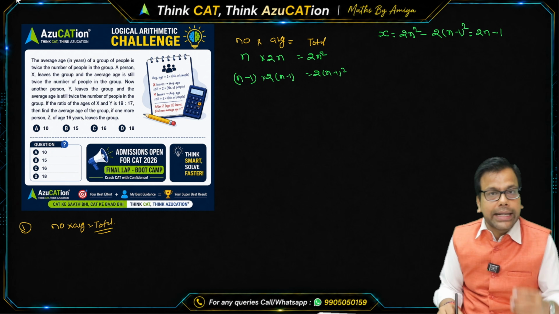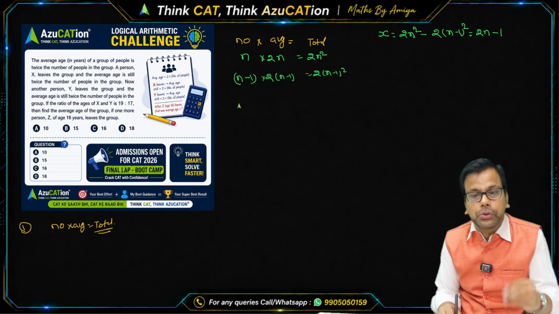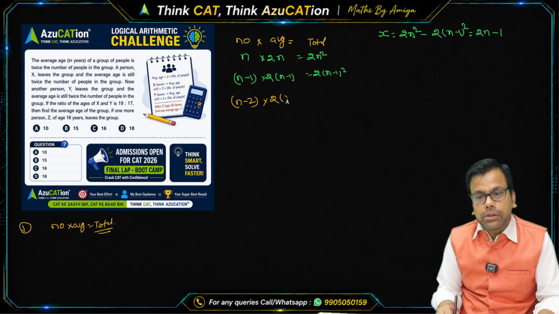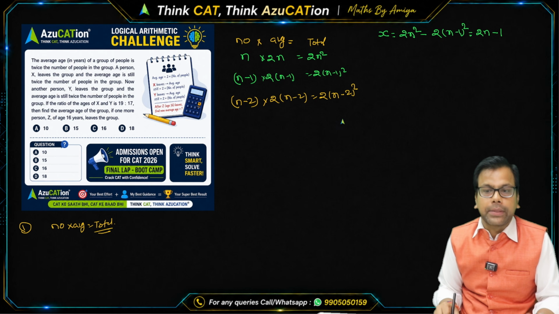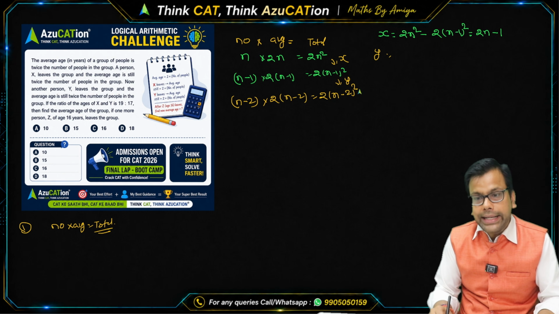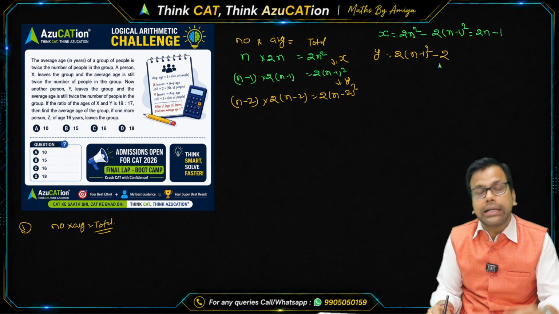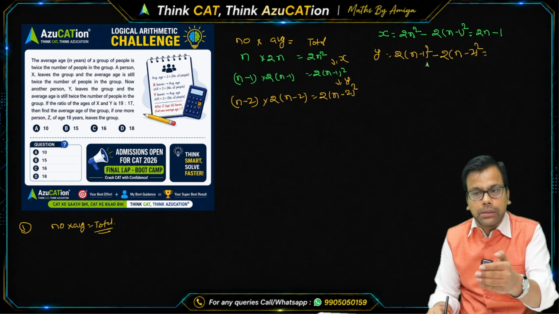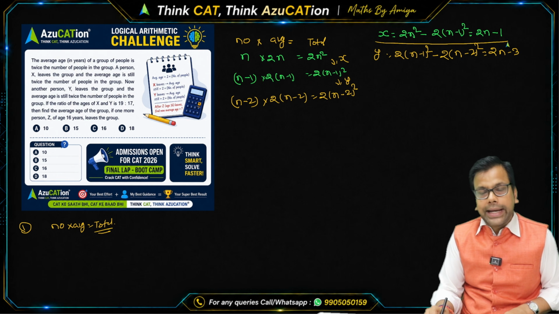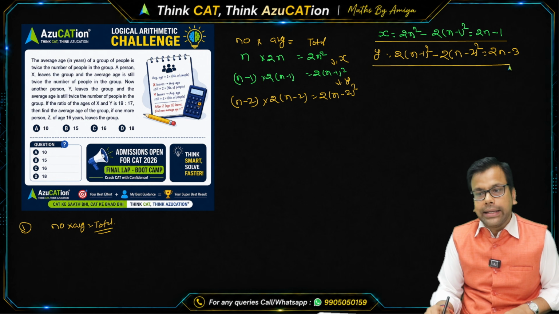Now what happens when one more person leaves the group? The total number left is n minus 2. Still twice the current number, so this is 2(n minus 2) whole square. And here the one who left was y, as per the question. So we can say y is equal to the previous total, which was 2(n minus 1) whole square, minus the current total, which is 2(n minus 2) whole square. When we solve these square terms, we are going to get 2n minus 3. So we got the value of x in n and the value of y in n.